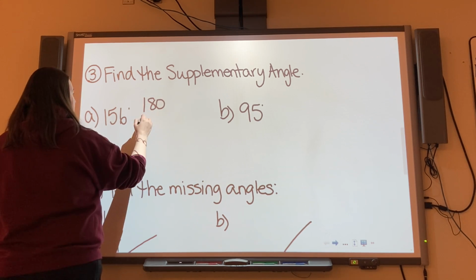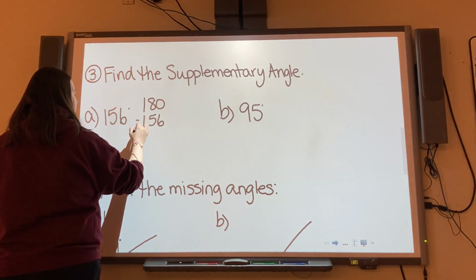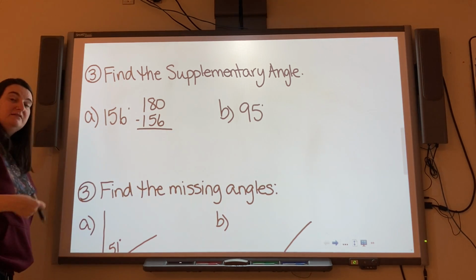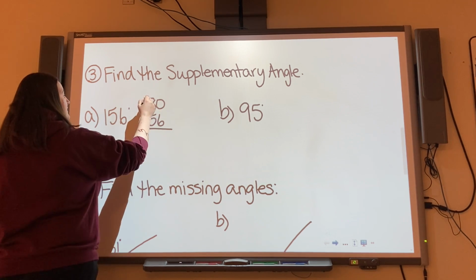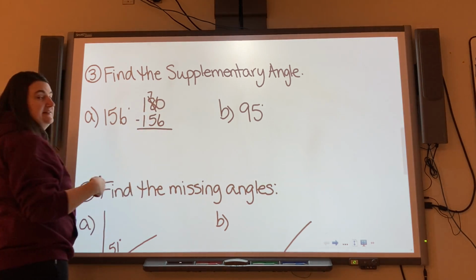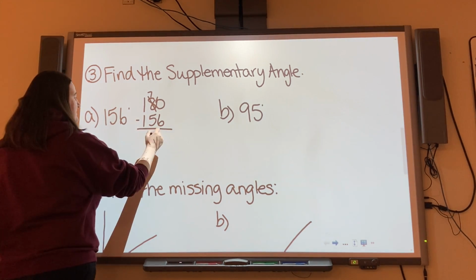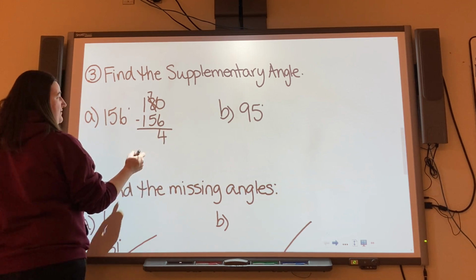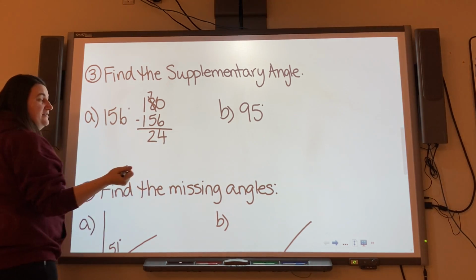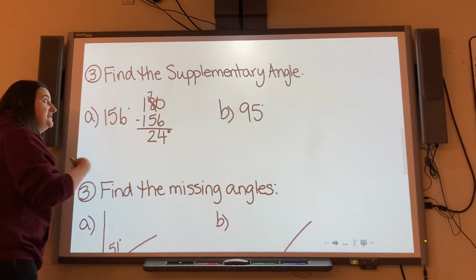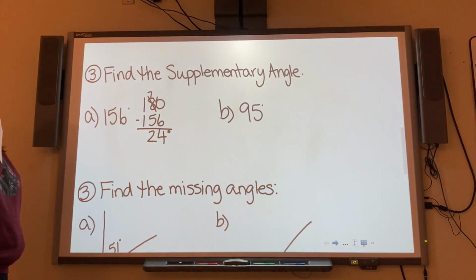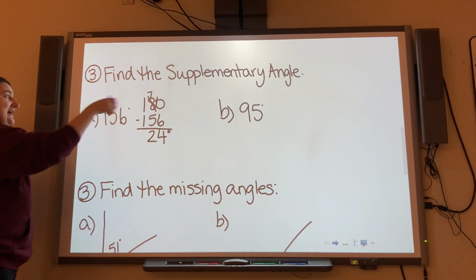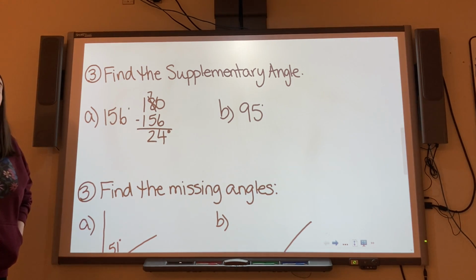So 180 on the top, 156 on the bottom, minus. Do I need to borrow again? Yes, because you can't take 6 away from 0. So you borrow from the 8, it turns to 7, and the 0 changes to 10. 10 minus 6 is 4, 7 minus 5 is 2, 1 minus 1 is nothing. So the supplementary angle is 24 degrees. What that just means is 24 plus 156 is going to get you 180 because they're supplementary angles.